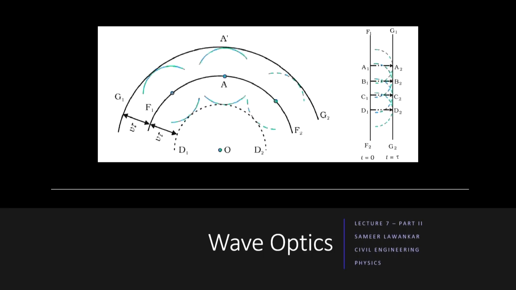So hello everyone again. This is lecture 7 part 2 of wave optics. In the previous lecture we were discussing a double slit experiment in the diffraction concept. Let's move on with the further discussion over that only. After this we will go to the resolving power of some instruments and then we will move on to polarization. So I am Sameer Lavankar.